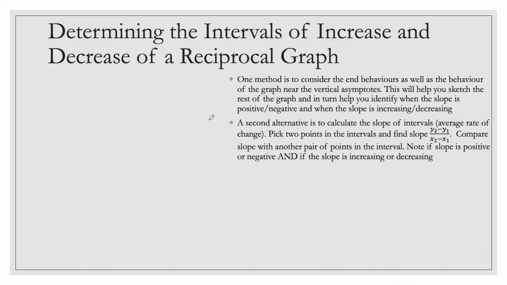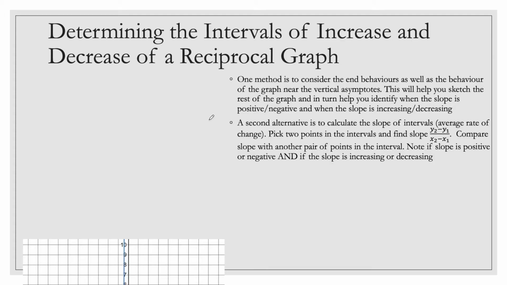It takes a little bit longer, but just keep in mind that the book does cover it a little bit more. It is to simply calculate the slope of intervals. So you pick 2 points in the interval and then you find the slope. Then you pick another 2 points in the interval and ask yourself, is the slope positive or negative? And the second question you might want to ask is, is the slope increasing or decreasing? So let's look at an example here.